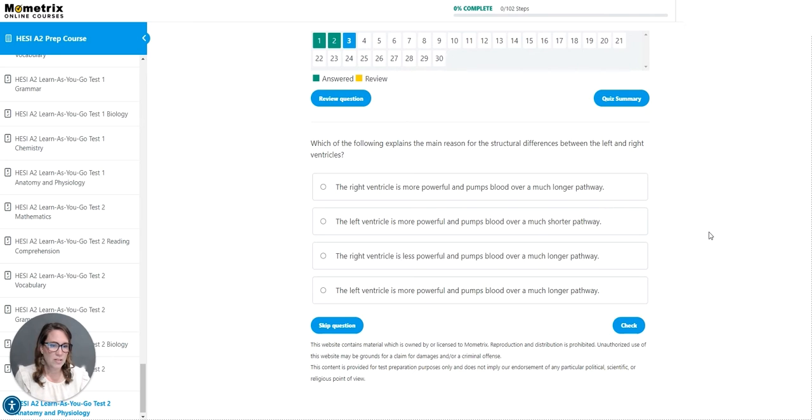Okay, moving on to question number 3. Which of the following explains the main reason for the structural differences between the left and the right ventricles? Okay, now you have to pull your knowledge of the right and left side of the heart. Where do they go? What do they do?